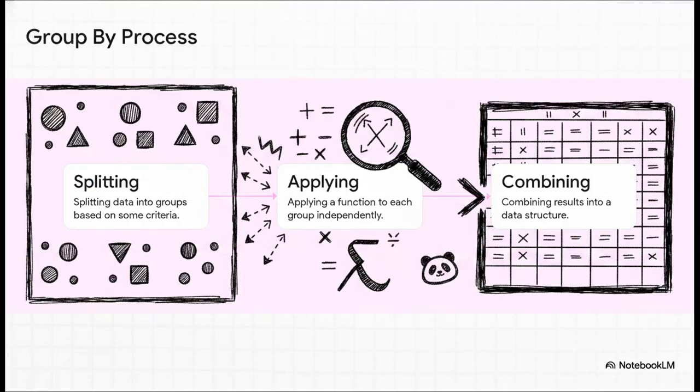The GroupBy operation is pure analytical magic. It operates on a really strict rhythm: split, apply, and combine. First, you split the dataset into groups based on some criteria, like grouping your sales by region. Second, you apply your calculation, maybe a sum or an average, to each of those groups independently. And finally, it effortlessly combines all those independent results back into a brand new, highly readable structure.